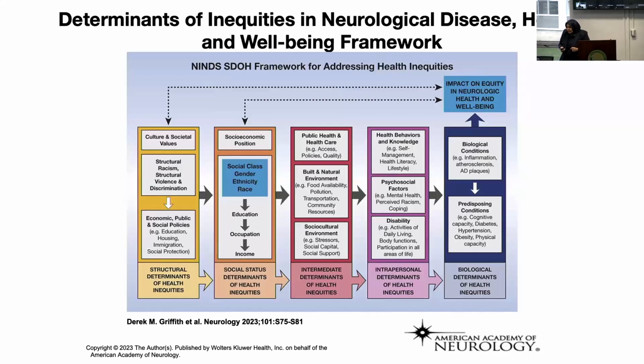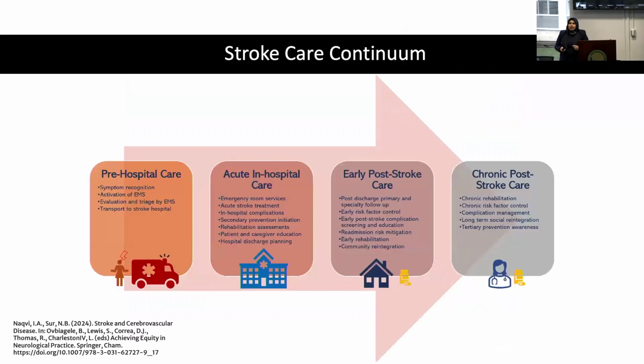Why is that important? It's important because it plays a role in the continuum of care. So how somebody is getting pre-hospital care, and then in the acute hospital setting, early post-stroke care, and then the chronic phase, which is to give you an idea that a stroke is not a one-time event. Yes, it strikes you, but then it continues to strike you over time.